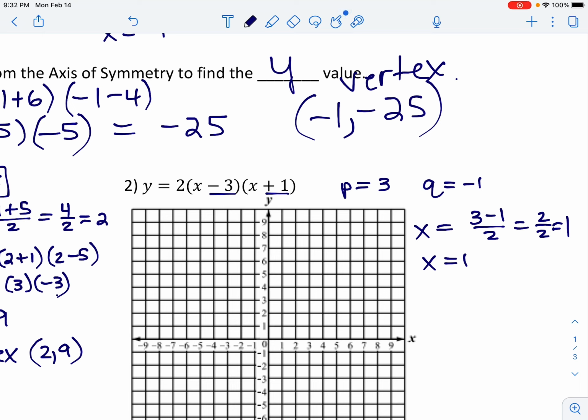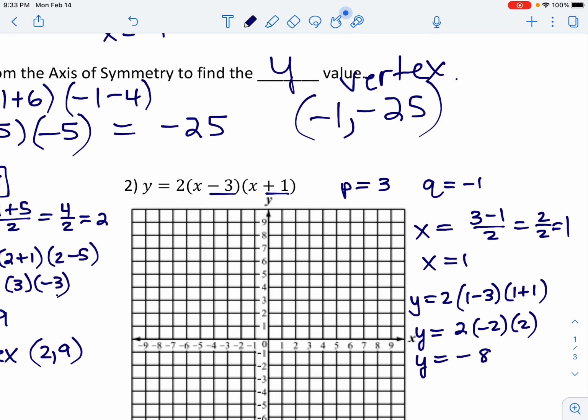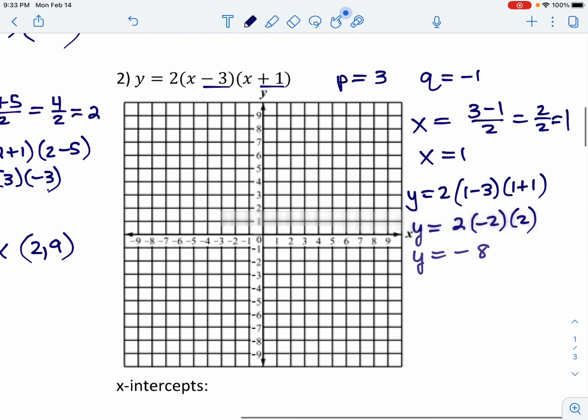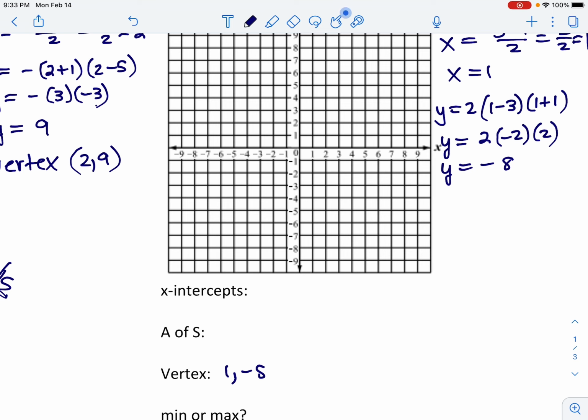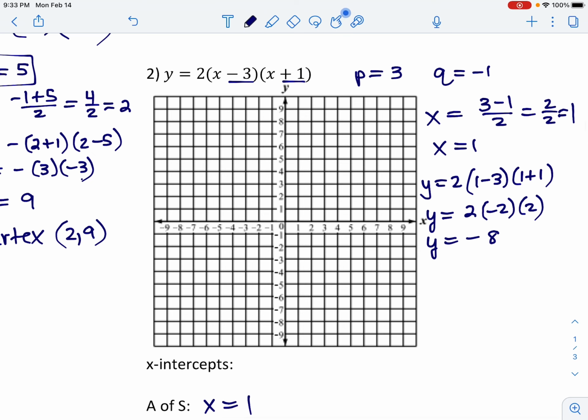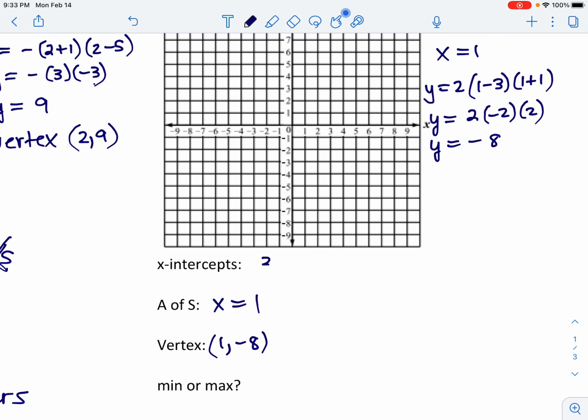To find Y, I'm going to plug it back in. So Y equals, I still have a 2 up front. I still have to keep that 2. 1 minus 3 and 1 plus 1. So Y equals 2 times negative 2 times 2. So Y equals negative 8. So now I have my vertex of 1, negative 8. My axis of symmetry is X equals 1. And if I go back up and look, my x-intercepts are 3, 0 and negative 1, 0.